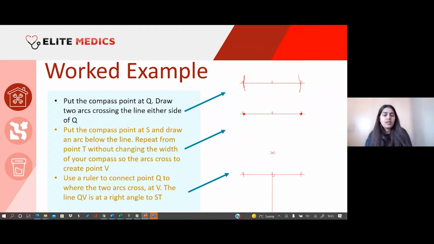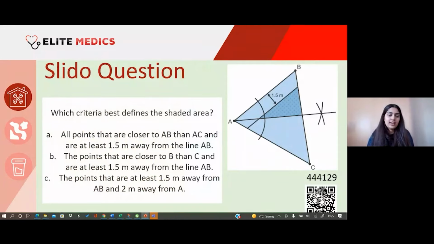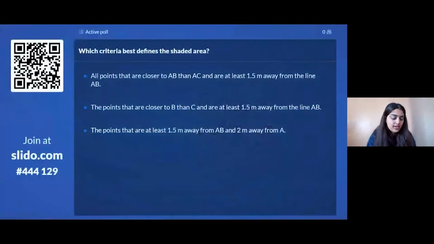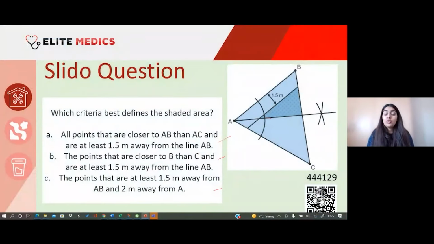Moving on, we have another Slido question now for you to define the shaded area. The shaded area is this bit over here, this blue dotted triangle. Essentially, you need to look at each of these points and see which one actually describes it perfectly. So read each of the statements and try and see if it matches what's going on in the triangle exactly. Let me see if there's a picture on the Slido. Okay, there isn't. I'll give you about maybe 2 or 3 minutes to have a read of this question, and then I'll open up Slido polls so everyone can respond to them.